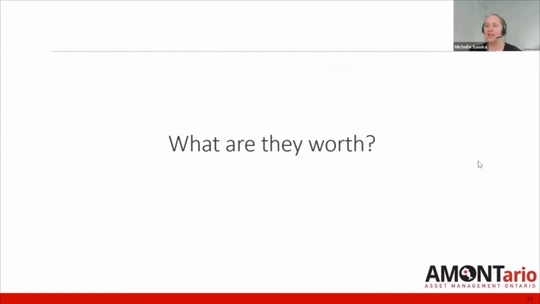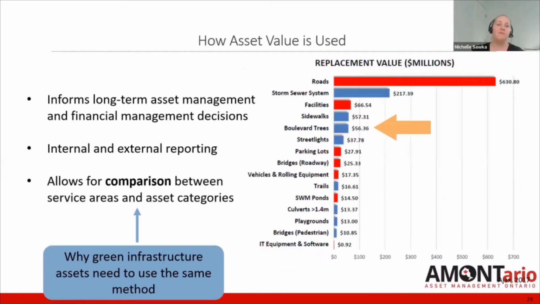So let's look at how asset value can be used. First, it can inform long-term asset management decisions. It can inform financial decisions. It's used for reporting, both internally and externally, and it allows for comparisons between service areas or asset categories. This last point is really important, and every time I present on this, I bring this up, because we really need to make sure that green infrastructure assets use the same methods for valuation as traditional infrastructure.